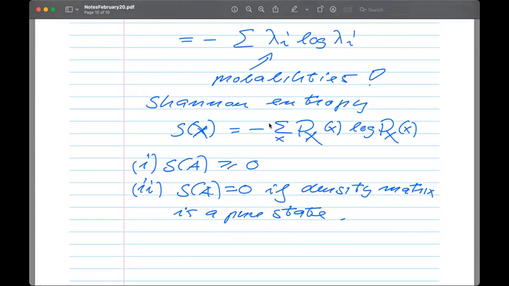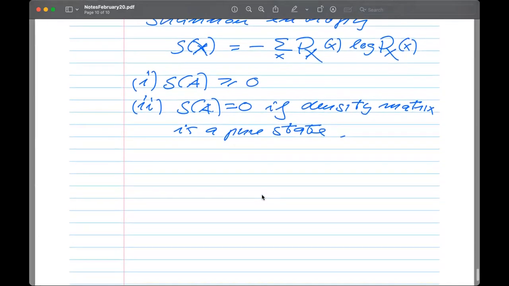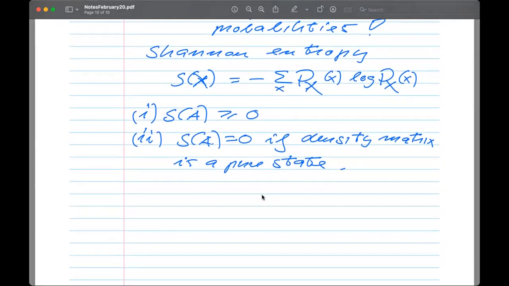So if this S of A is equal to 0, that is the case where the density matrix is a pure state. If S of A is larger than 0, we say we are in a mixed state. So this is a measure of whether we have a pure state or not. So this was a repetition of what we did last week.